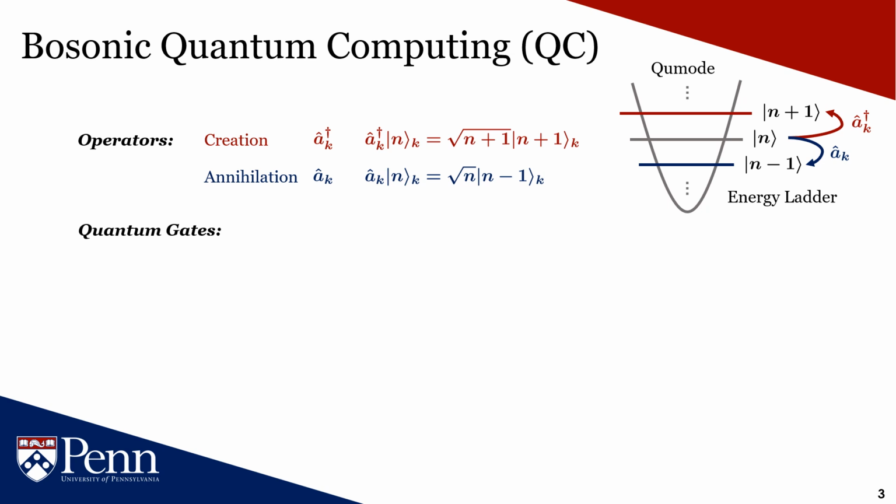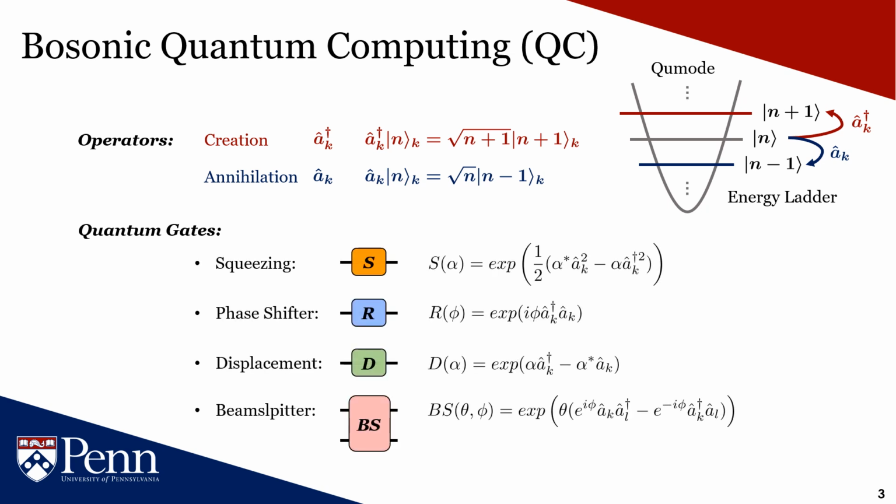With those two operators, we can construct several bosonic quantum gates. For example, the squeezing gate S, the phase shifter R, the displacement D, and a 2-Q-mode gate, the beam splitter BS. Their expressions in terms of ak-dagger and ak are shown on the right. In addition, a measurement symbol m is shown at the bottom.